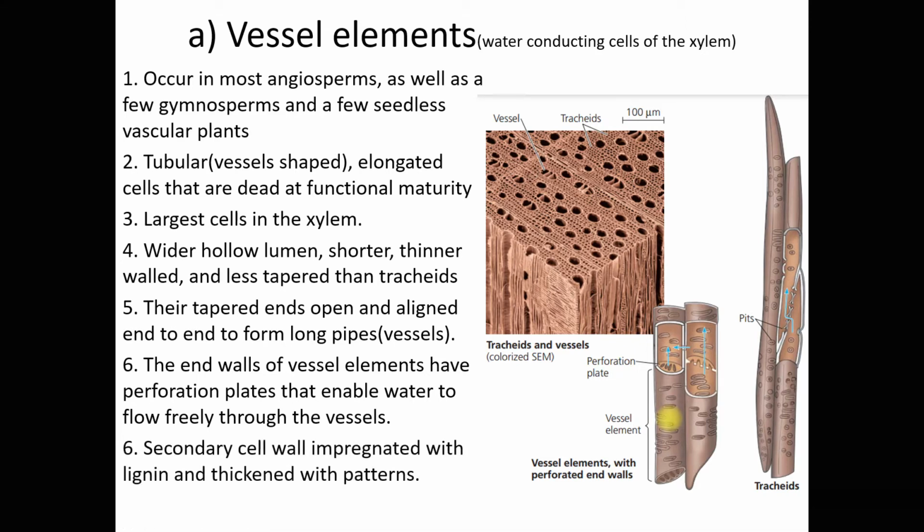And then the secondary cell wall of these vessel elements, they are impregnated with lignin, okay, and thickened with patterns. Primary cell wall of the vessel element is very thin, in dalam ni. Kalau tengok yang di luar ni, secondary cell wall dia is highly lignified and it has pattern, right? Now it comes a pattern. I will further explain later.